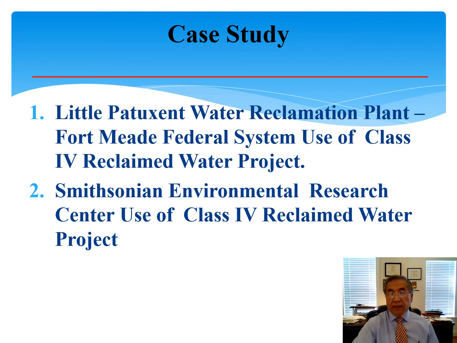So next, I want to introduce you to 2 case studies. One is the Little Patuxent wastewater treatment plant. That treatment plant produces high quality water. The capacity of the treatment plant is about 30 million gallons per day, and a portion of it is used as reclaimed water for the federal building in Fort Meade. The second case study is an environmental research center called Smithsonian. This is in Maryland. That's another case study of water reuse.